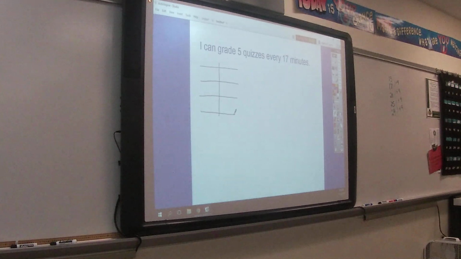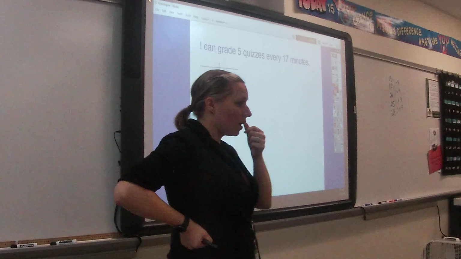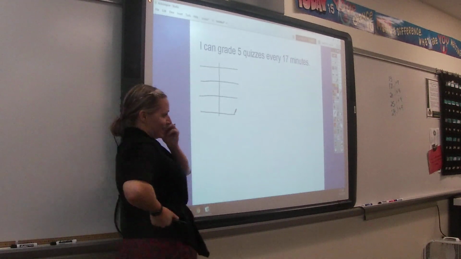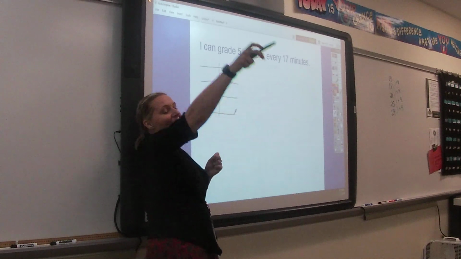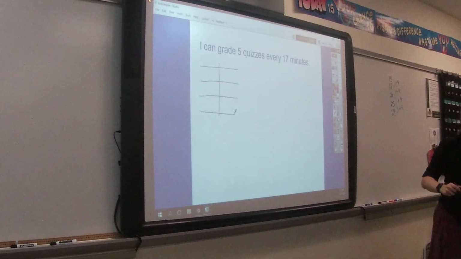Anybody have some initial thoughts on what their x value would be? Brayden? 5. No, you're actually giving me a number. What are our unknowns in this? Like, we need a label. Is time our x value or is quizzes our x value? Time. Because time is our independent variable.